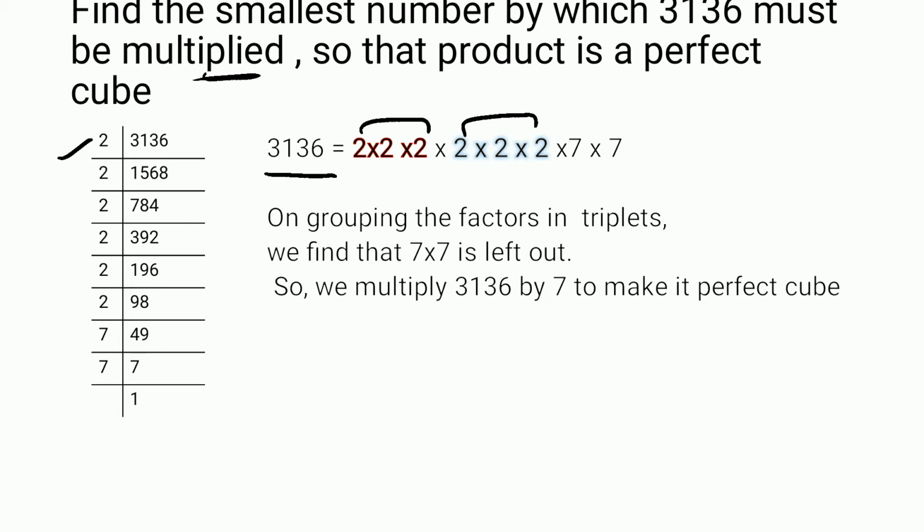To make it a complete triplet, we have to multiply it by 7 so that 3136 becomes a perfect cube. So you have to multiply 3136 by 7 to make all the groups triplets, and it will become a perfect cube.